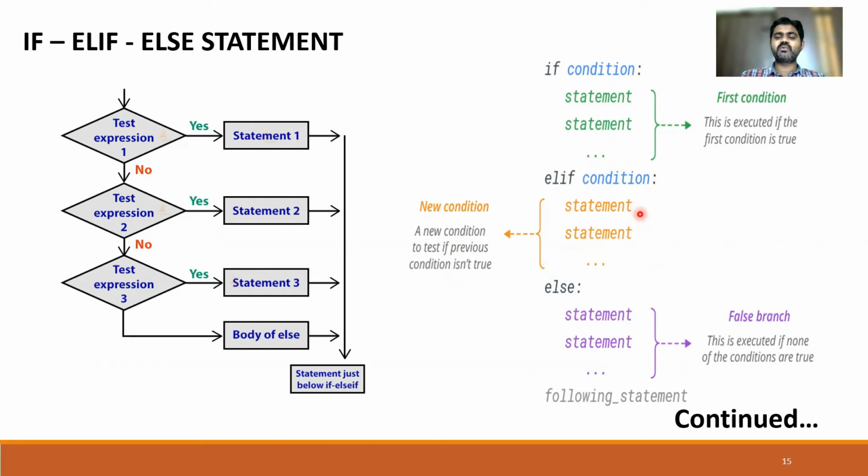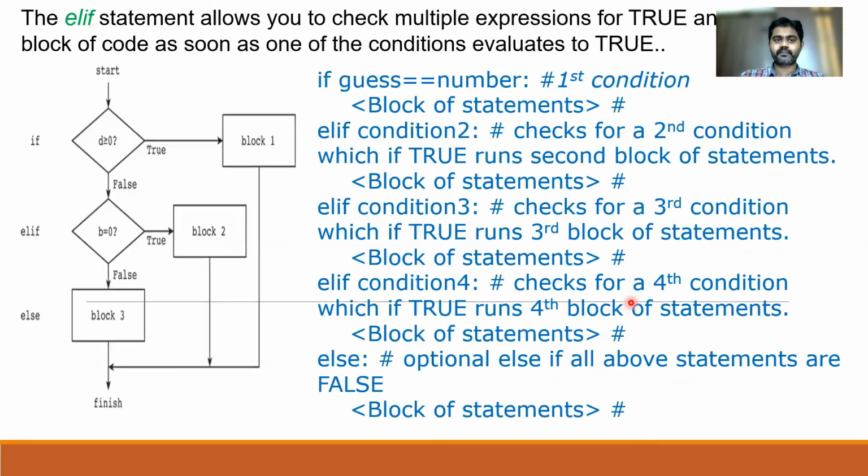Okay. If this is true, these statements are executed. Else, so both conditions are not true, this is executed if none of the conditions are true. This is the false branch. So if none of the conditions are true, then we'll go for this statement. So this is the if, elif, else statement. This is most important.